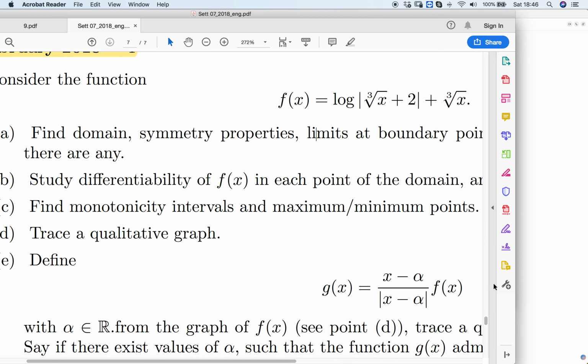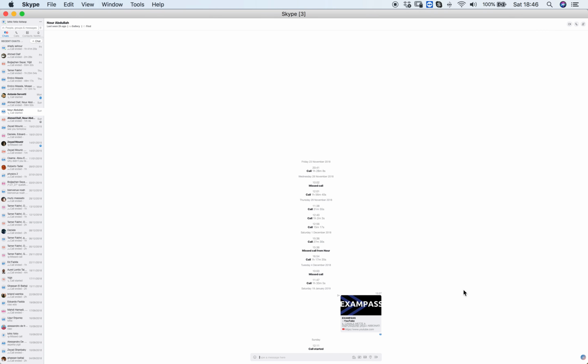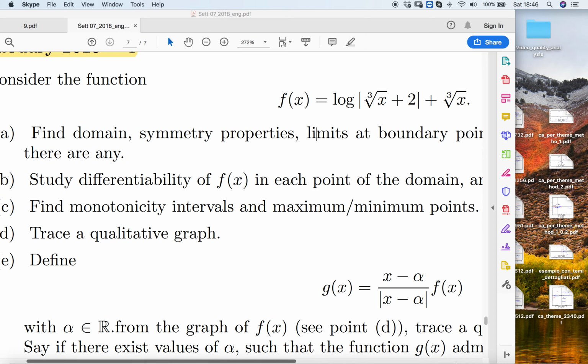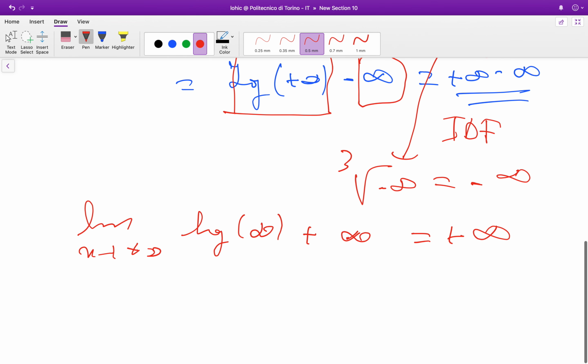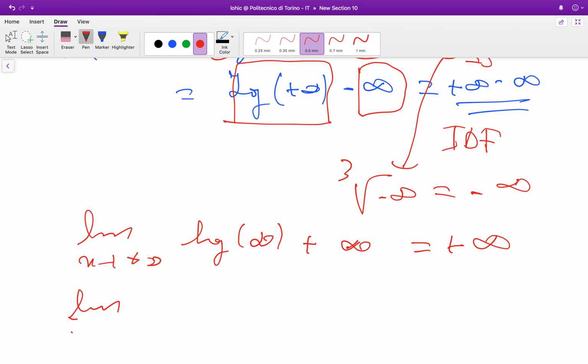Excuse me. No, here, no. I'm coming back with the. So now we remain with the limit when x tends to minus 8 minus.